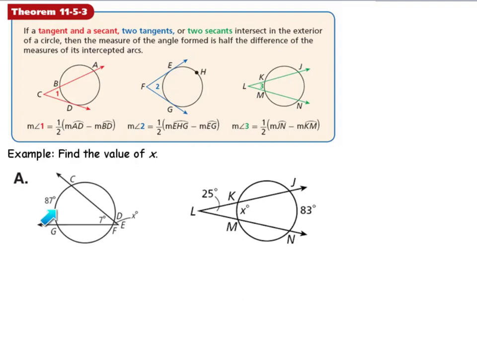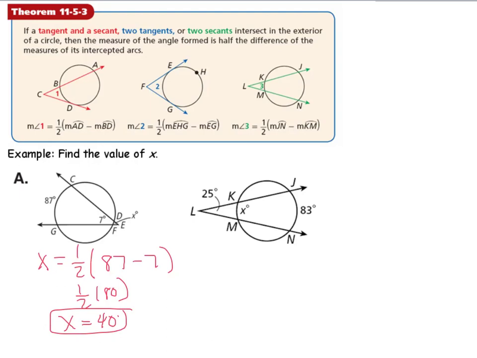So let's try this example here. This angle X is going to equal 1/2 the difference. The outer, 87, minus the inner arc, 7, and then we're going to take half of it. So this is 1/2 of 80. So that angle X is just going to be 40 degrees.